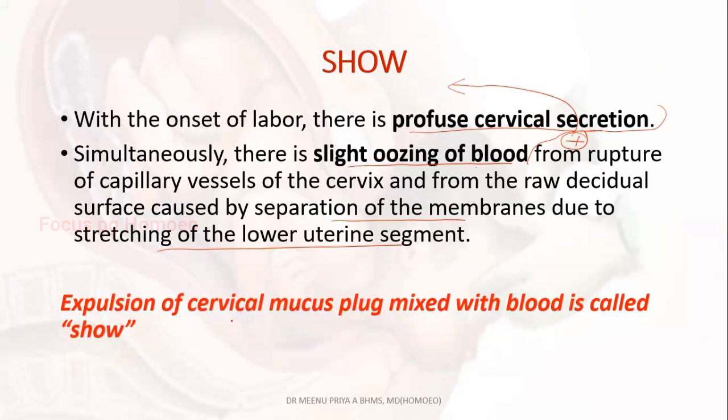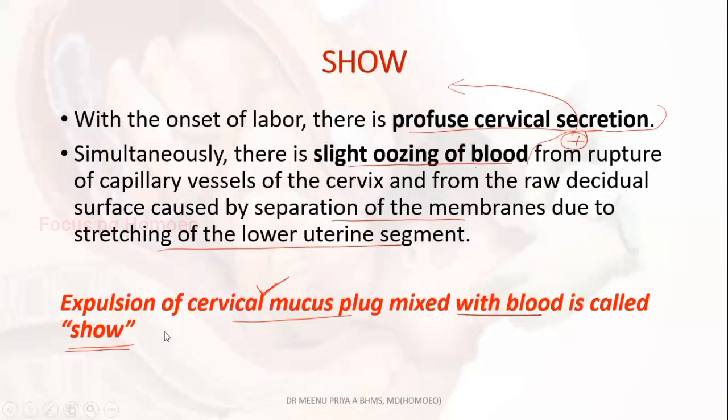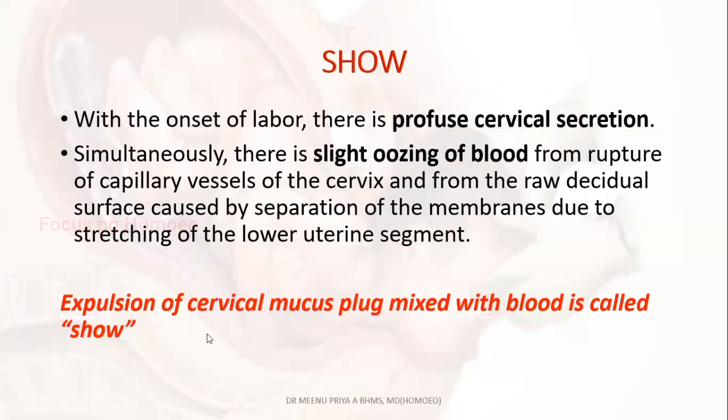The expulsion of the cervical mucus plug mixed with blood is called show. So remember the definition: the expulsion of cervical mucus plug. It is a cervical secretion. Show is not from the uterus, not a uterine secretion, and mixed with blood is called show. And this is a definitive sign, or the main sign, to know that true labor has started.